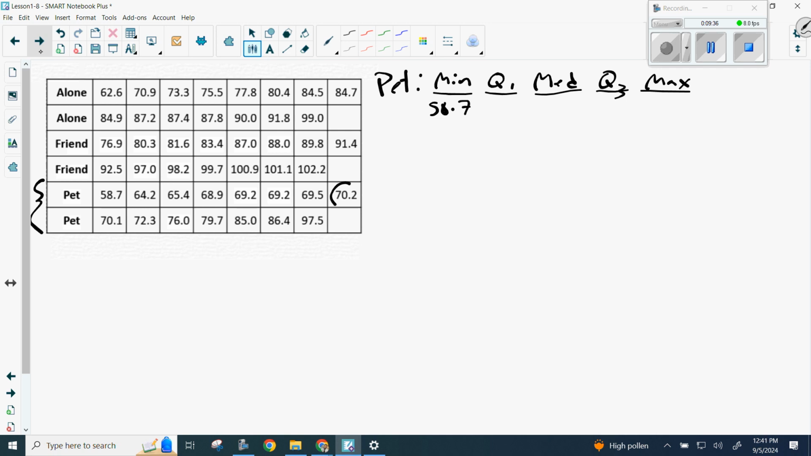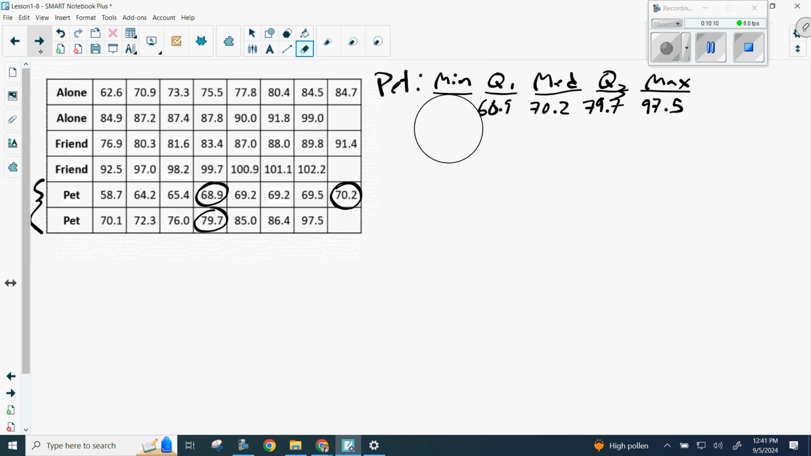Again, it follows the same pattern, right? My middle value is 70.2, which is my median. The middle of the values below 70.2 is 68.9. That's quartile 1. And the middle of the values above our median of 70.2 is 79.7. And the maximum is obviously our largest value in the distribution right there. So there's our 5-number summary. This looks bad. I'm going to fix it. 58.7 looks like 58 times 7. I just was not having that.